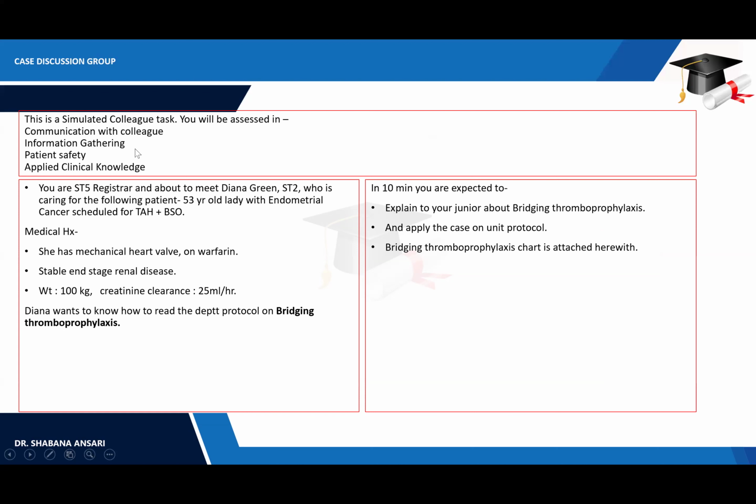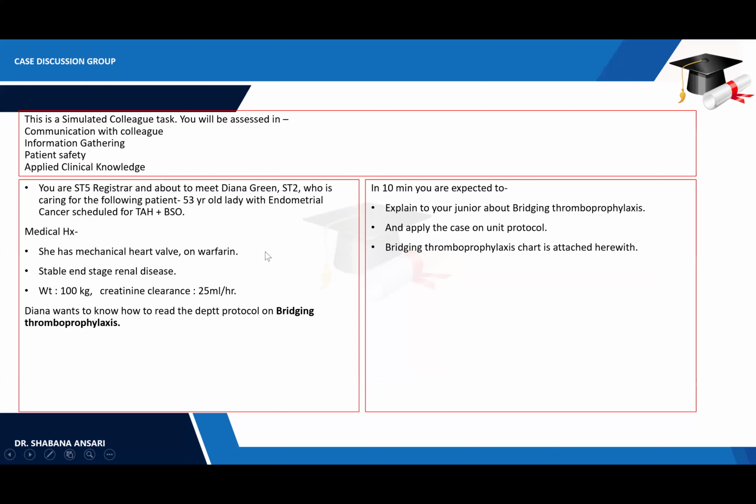All right. Information gathering will be like what information we will be extracting about this lady is important. The risk factors are very important, so that we are able to categorize our patient into low risk, intermediate risk, high risk, and very high risk. Patient safety and applied clinical knowledge nearly go hand in hand. So yes, the patient safety points which you said: ruling out any allergy, taking history of antiphospholipid syndrome, thrombosis. These are important points.